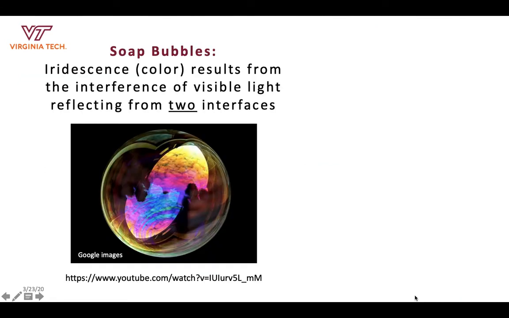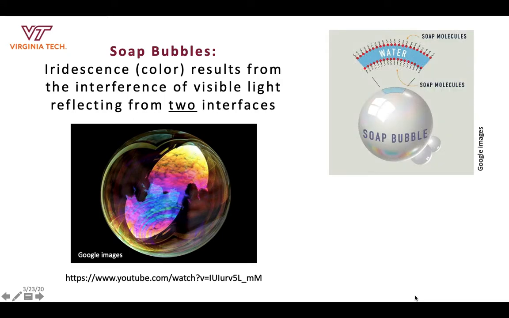So perhaps a simple example we could use is iridescence that comes from soap bubbles. So it's, again, the color that results from, in this case, the interference of visible light reflecting from two interfaces. Okay, and if it's not obvious what two interfaces I'm referring to on a bubble, you would just have to think at the molecular scale.